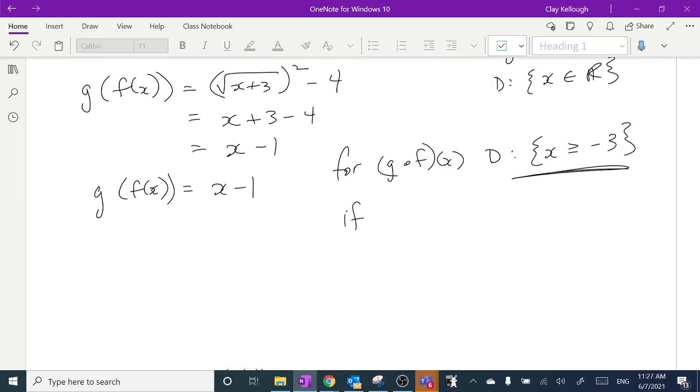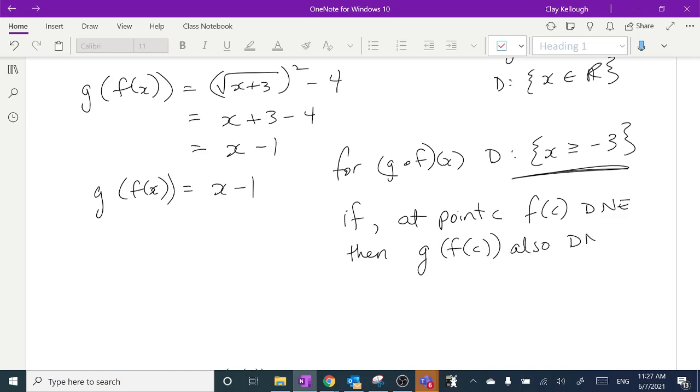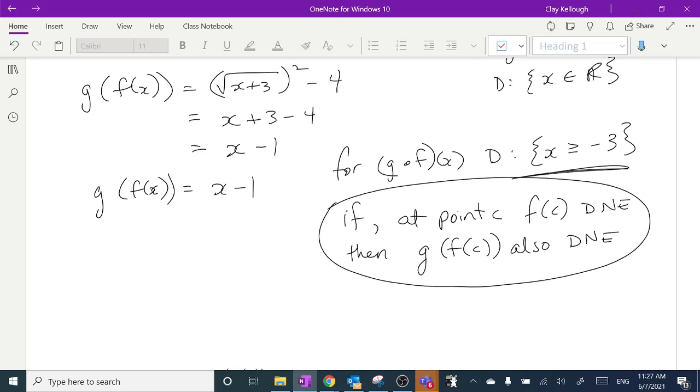If at point c, f of c does not exist, then g of f of c also does not exist, even if g of c is fine. Okay, so that's basically the rule.